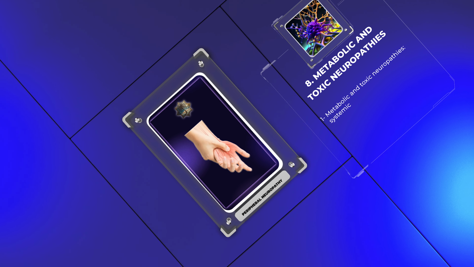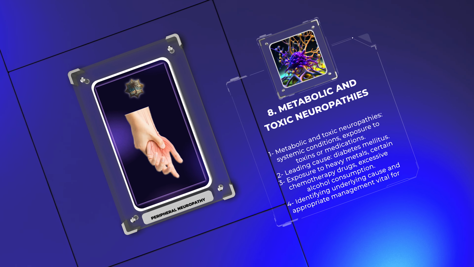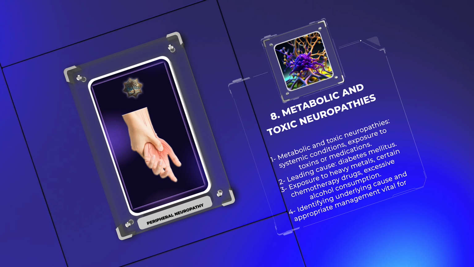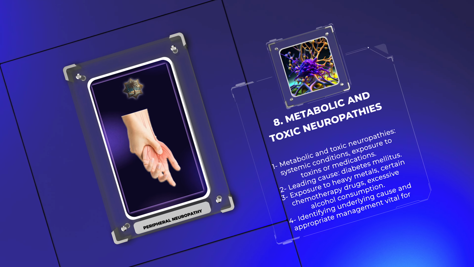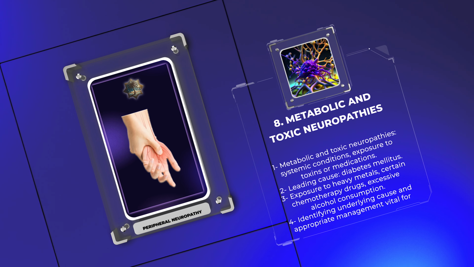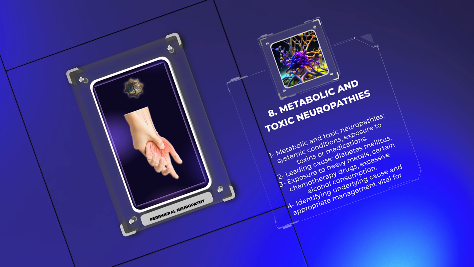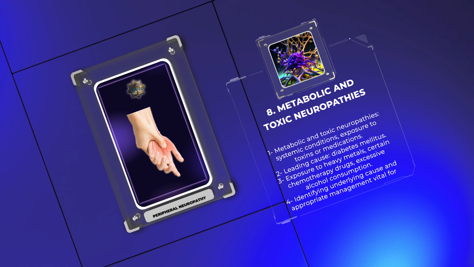Metabolic and toxic neuropathies arise from various systemic conditions and exposures to toxins or medications. Diabetes mellitus is the leading cause of metabolic neuropathy, while exposure to heavy metals, certain chemotherapy drugs, and excessive alcohol consumption can result in toxic neuropathies. Identification of the underlying cause and appropriate management are vital for symptom improvement and prevention of further damage.